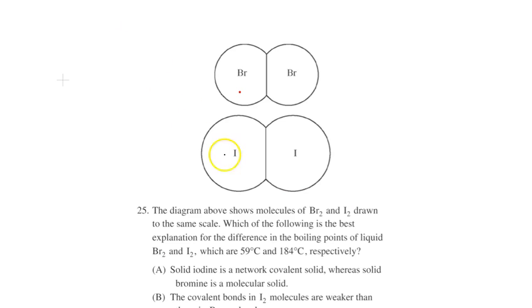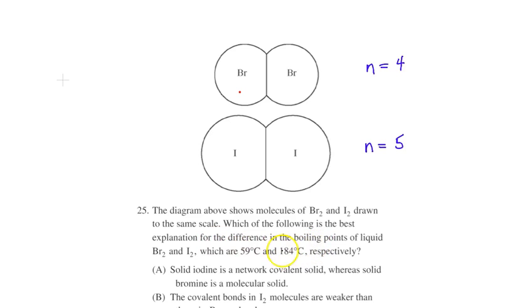Okay, so number 25, the diagram above shows molecules of bromine and iodine drawn to the same scale, which means iodine is bigger. It's a bigger atom. It's in a row that's lower. N equals 5, okay? N equals 4. I know we don't use quantum numbers, but it's really to understand that the size of the atom is indexed by the period number.